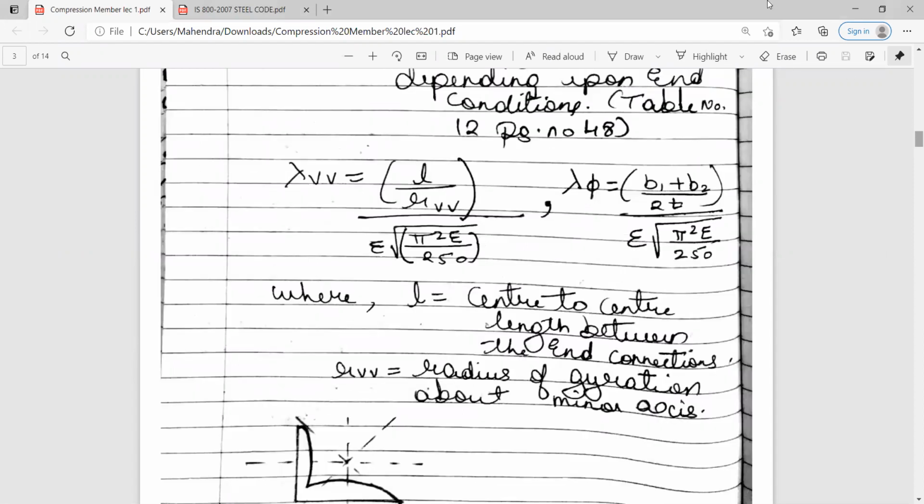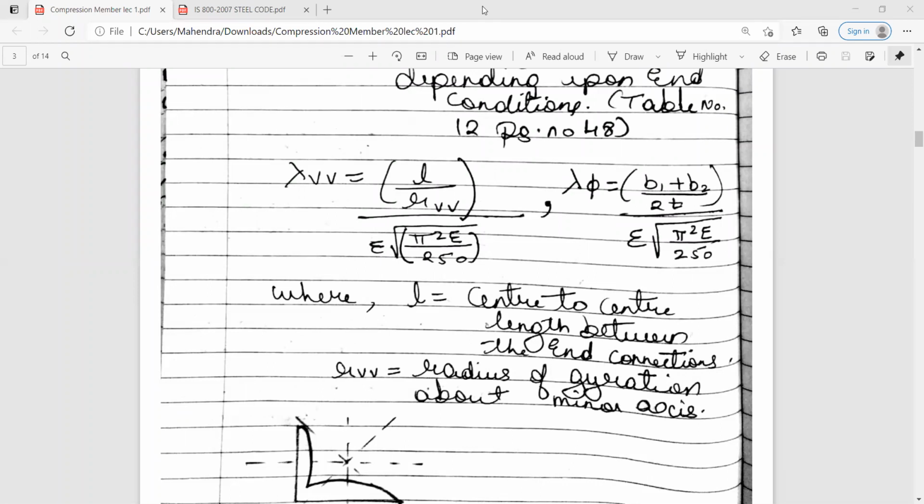Now, as you had seen in the IS code, on the same clause number, that is 7.5.1.2, there are again two formulas to calculate lambda VV and lambda phi. The formula to calculate lambda VV is L upon R VV epsilon. This particular term is known as the epsilon, under root of pi square E upon 250. Then same for lambda phi, we have the formula V1 plus V2 upon 2t, and epsilon into under root of pi square E by 250.